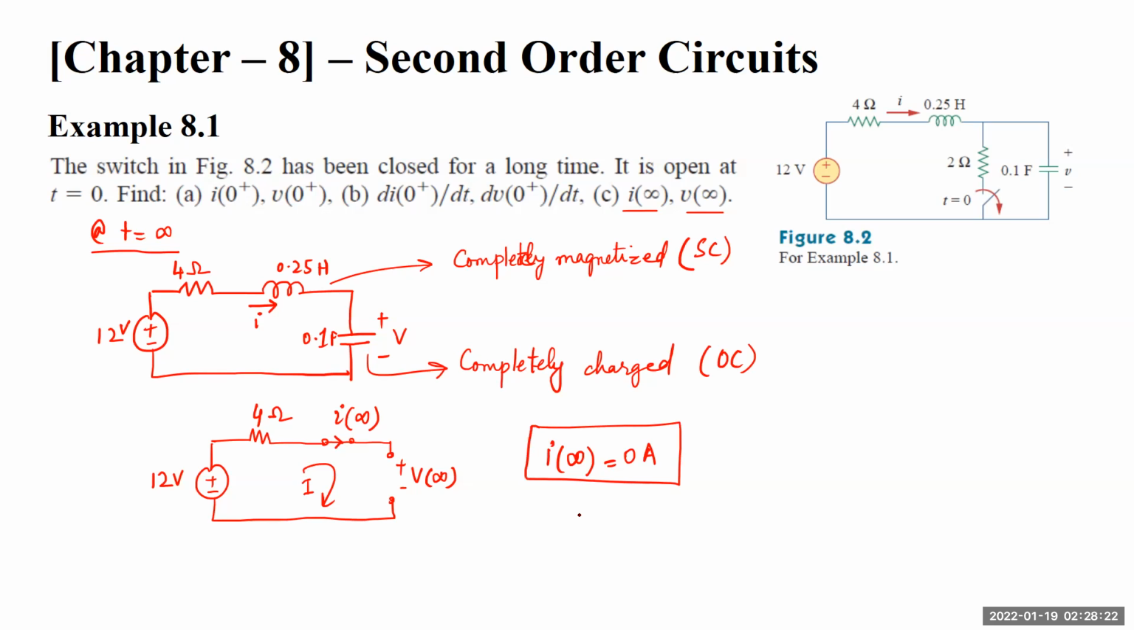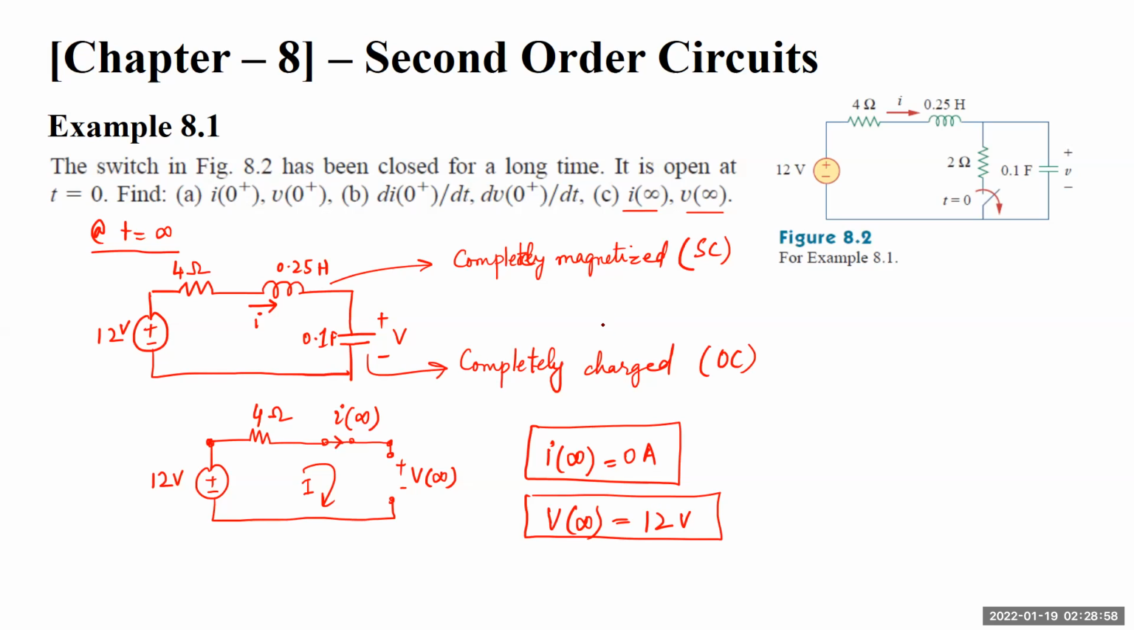This is the value for my I infinity, and V of infinity will be equivalent to the open circuit voltage, the 12 volts. All the voltage will appear across the capacitor, which will be charged to 12 volts. At this node and at this node, if this node is at 12 volts, this is also 12 volts. There is no current flowing. So my I of infinity will be 0, and my V of infinity will be 12 volts.